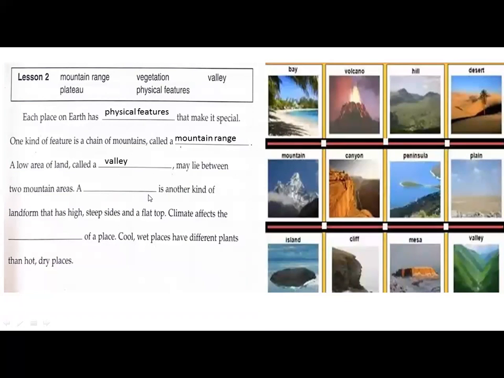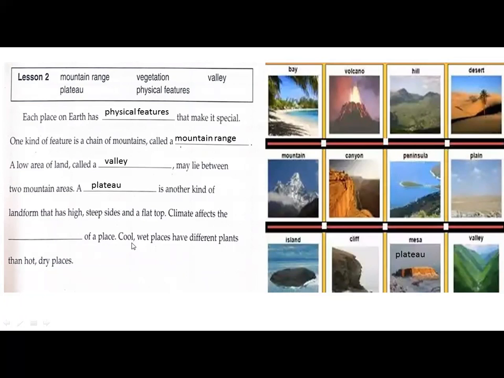A blank is another kind of landform that has high, steep sides and a flat top. You can see it's a high landform with steep sides and a flat top. Plateau. Here you can see the red mesa. Now, plateaus are larger and mesas are smaller. So here we're going to use the word plateau in this blank.